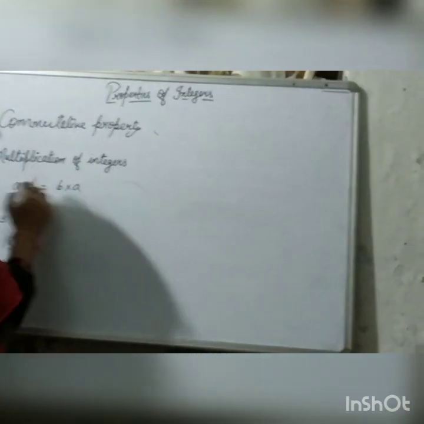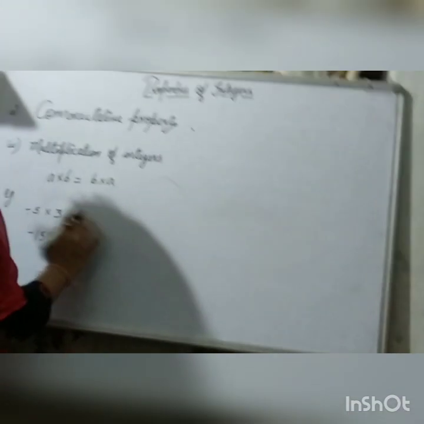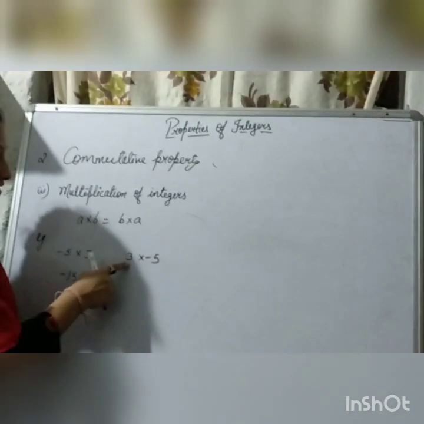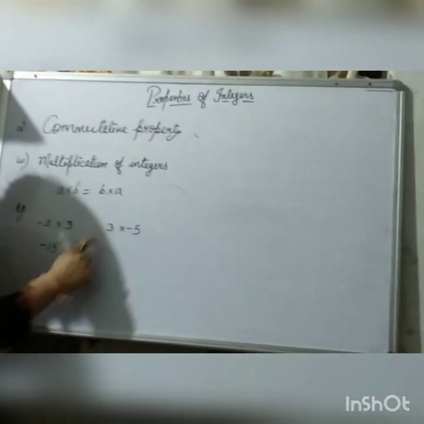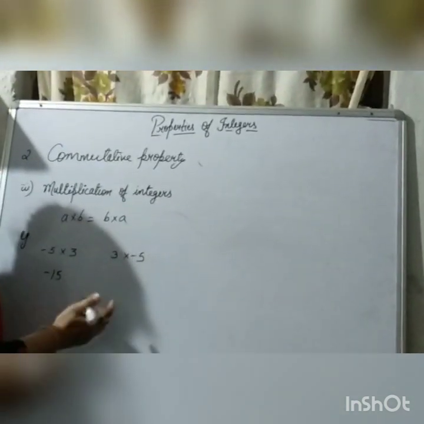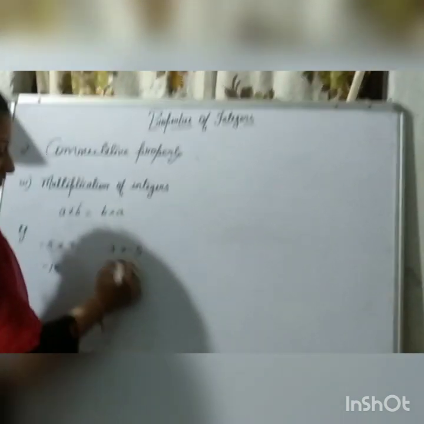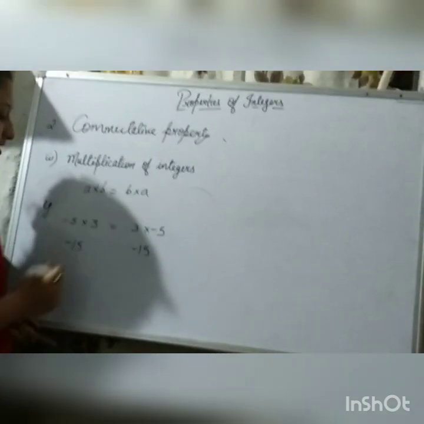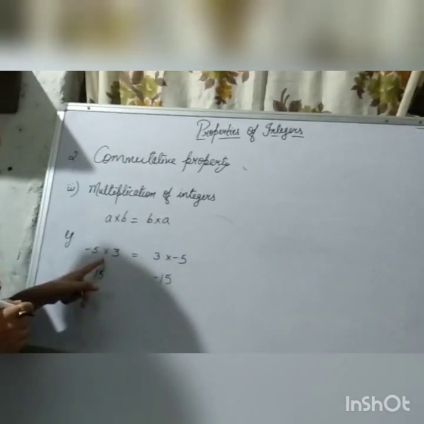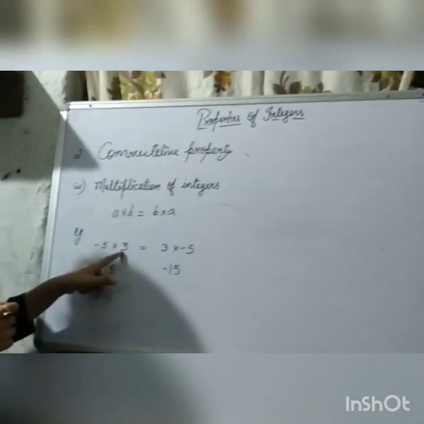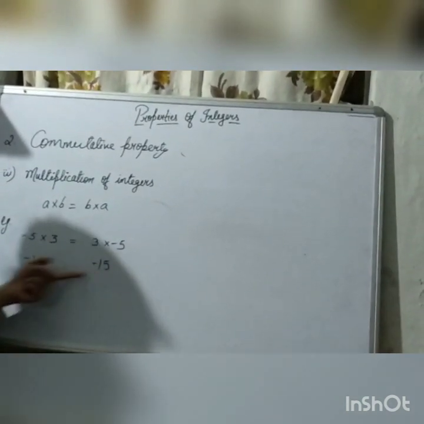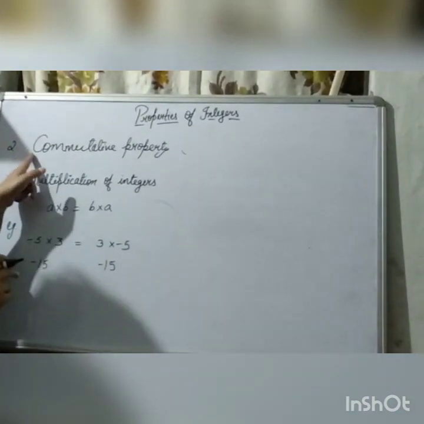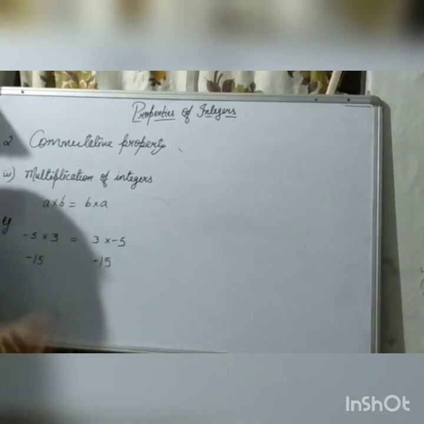Now if I change the order of this multiplication, let's see, 3 into minus 5. So I have written 3 in the place of the first integer and the minus 5 in the place of the second integer. So 3 into 5, again 15, and 15 will get a sign minus. So you can see here that both the answers are same. That means both the sides are equal. If I change the order of these two integers in multiplication, the answer will be same. That means a into b is equal to b into a. So that means the commutative property is applicable to multiplication of integers.